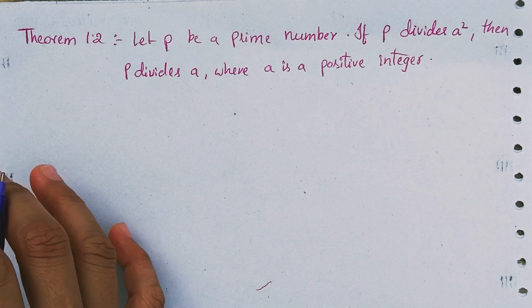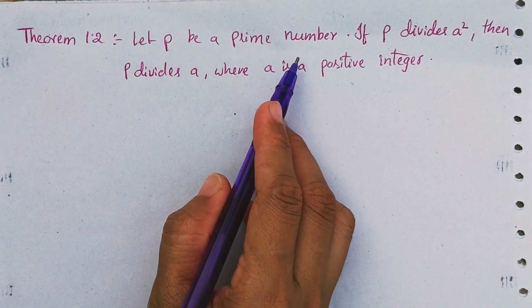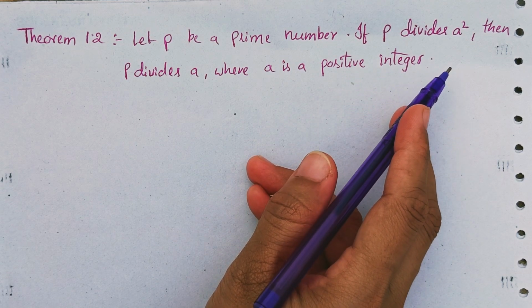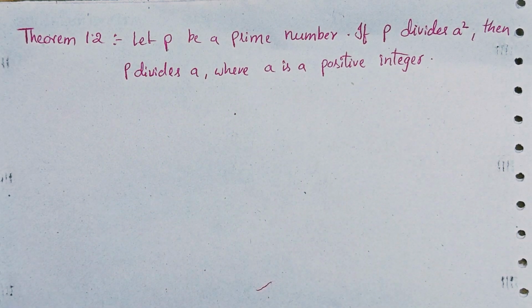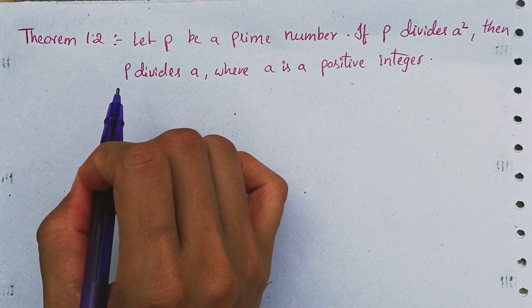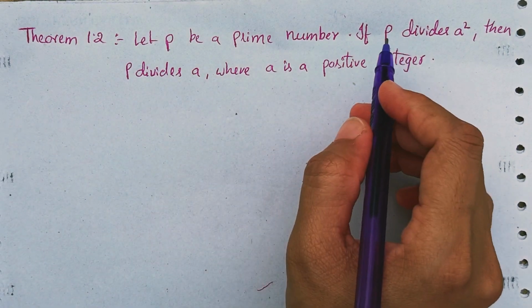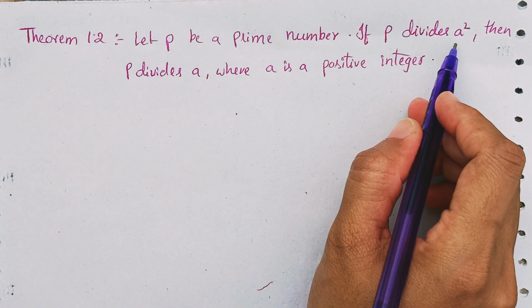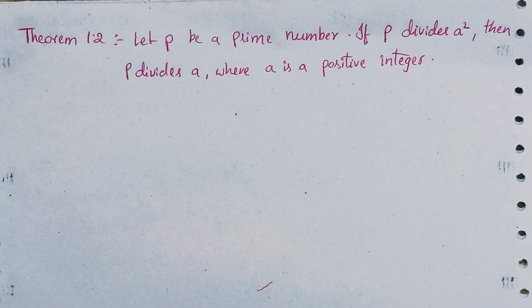Let's see what the theorem is. Let p be a prime number. If p divides a square, then p divides a, where a is a positive integer. First understand the theorem. What is given here? Here p is a prime number. This p divides a square, then p divides a, where a is a positive integer. We have to prove that.